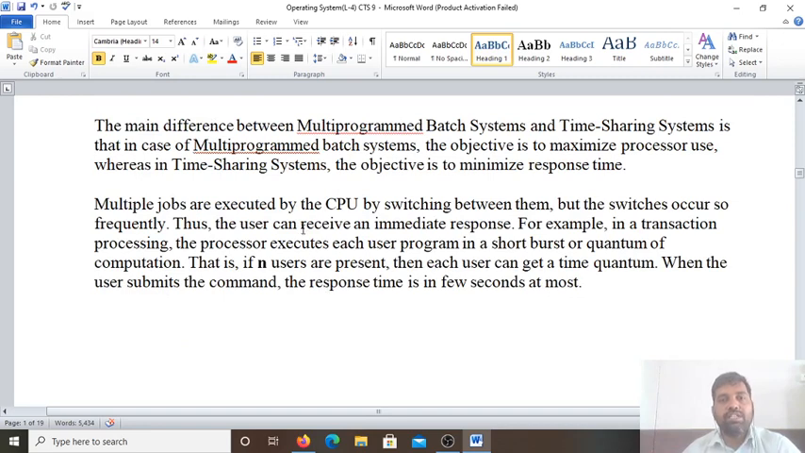So multiple jobs are executed by the CPU by switching between them, but the switches occur so frequently. Here the switch time for switching the CPU from job 1 to job 2, job 2 to job 3 is so fast that the user cannot imagine that at one time only one job is executing on the CPU. For the user, it looks like the CPU is executing all three jobs simultaneously.